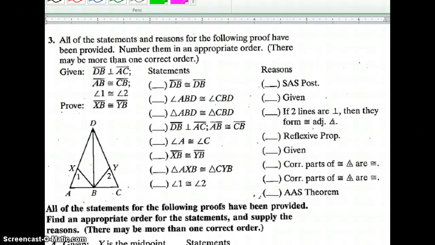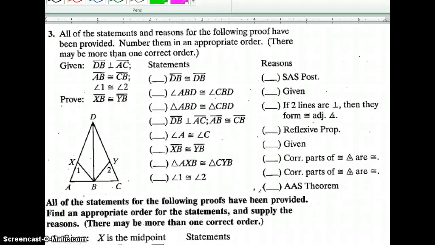Alright, okay, part 5. This hopefully should be the last part. All the statements, oh yeah, this is the put-the-proof-in-order thing. So we're given that DB is perpendicular. That's given. Oh, there's more givens. You know me, I like to get them out of the way.